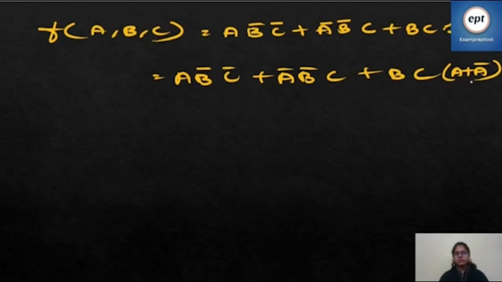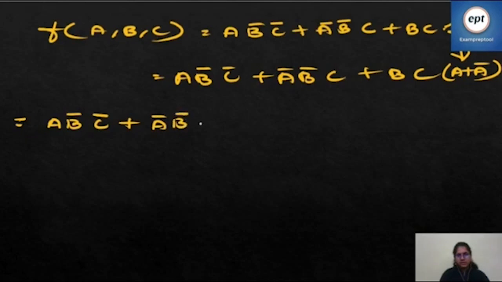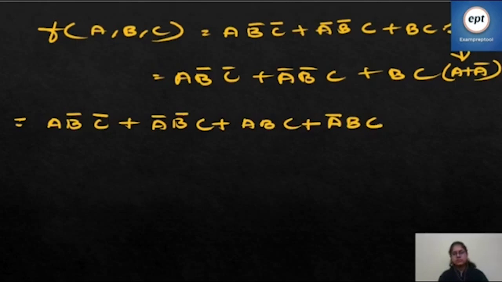To complete the expression, this is equal to 1. So we can write this as A plus A bar. Whatever variable is missing, we can write it like this. So now we will get the complete expression. It will be A, B bar, C bar plus A bar, B bar, C plus, now we multiply this, ABC plus A bar, BC. So this is how we get the complete expression.